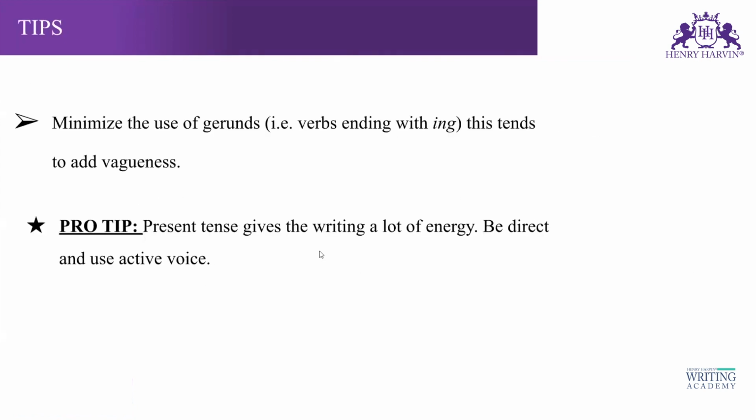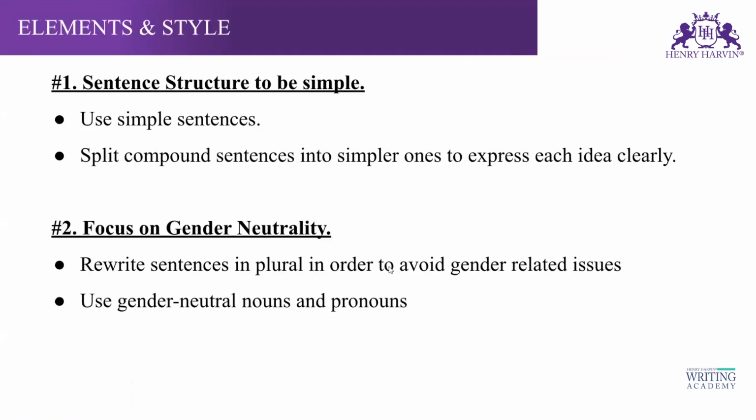Okay. All right. Also, you should minimize the use of gerunds. Gerunds, what are gerunds? The ing forms, right? So you should avoid them, because this actually has the scope of making your sentence ambiguous. So you have to avoid the ambiguity within the sentence, and that's why avoid using verbs with ing forms, right? That's why they are again and again saying that present tense should be used. It gives the writing a lot of energy. Be direct and use active voice.